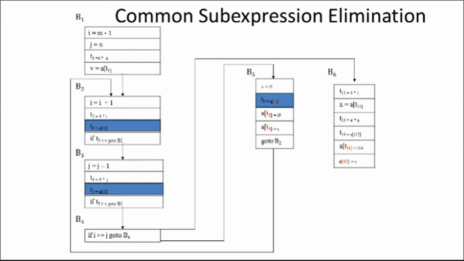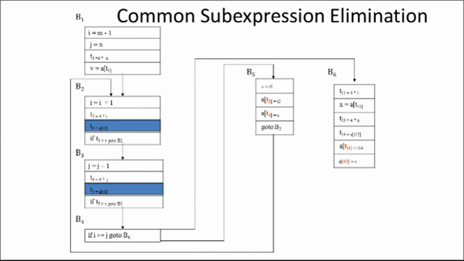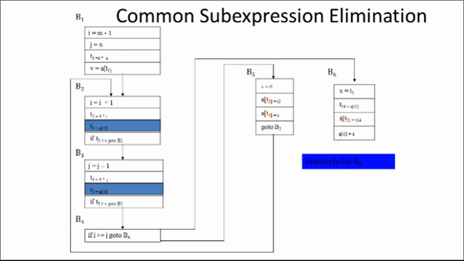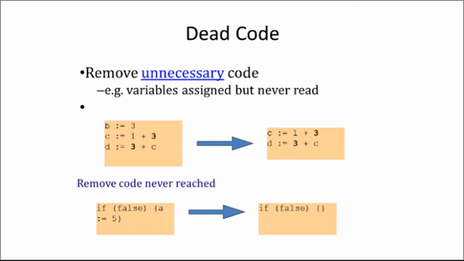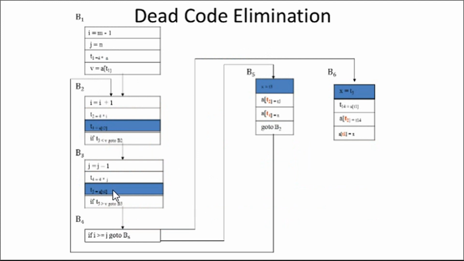Like that, here T9, 4 multiplied by I, is going to be replaced with T4. In that fashion, we have to apply local common subexpression elimination. And you have observed now that blocks B2 and B3 are having the same thing, which means dead code elimination can happen. So we are removing this unnecessary code, that's why we are removing this code over here.